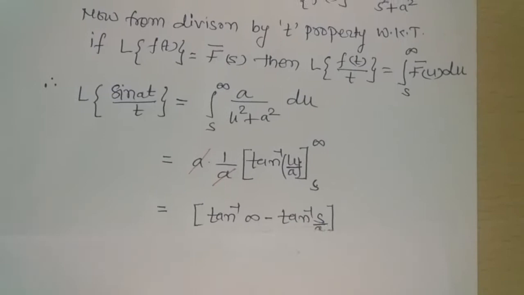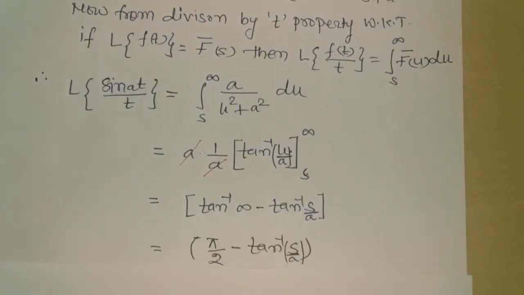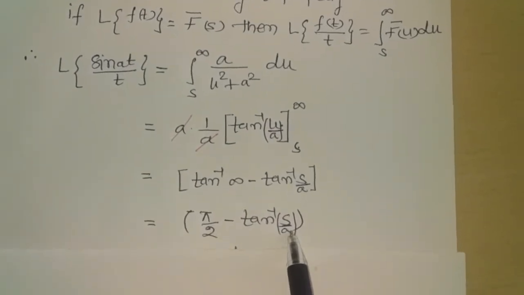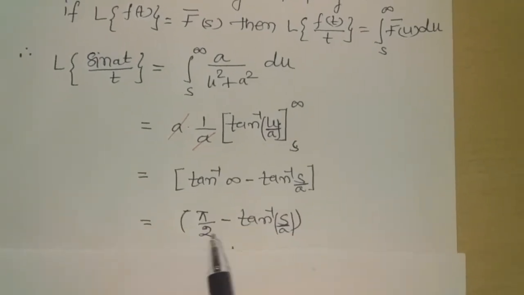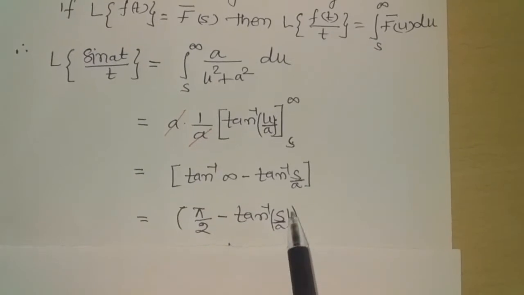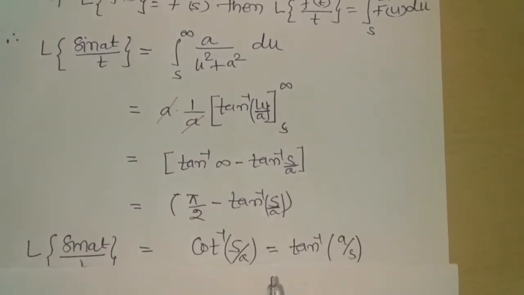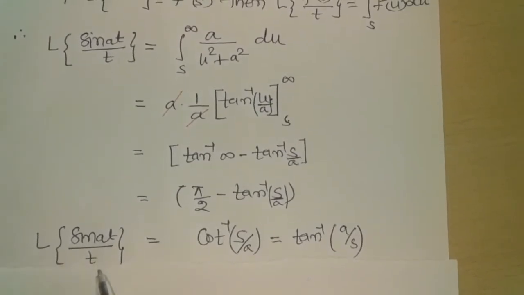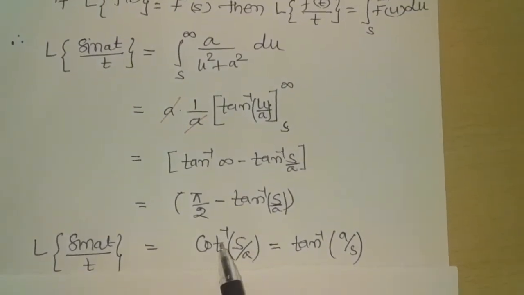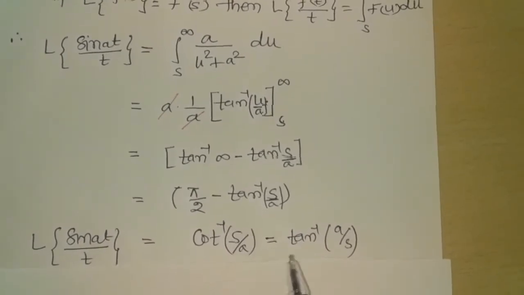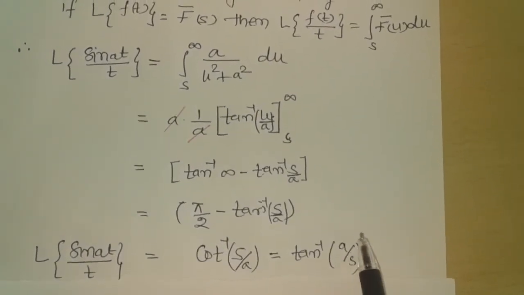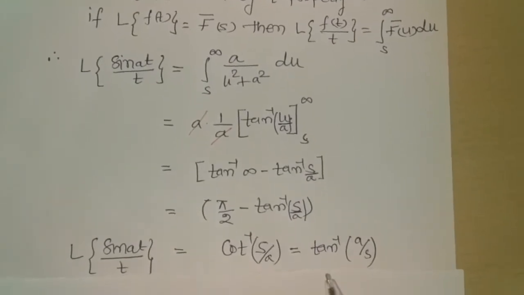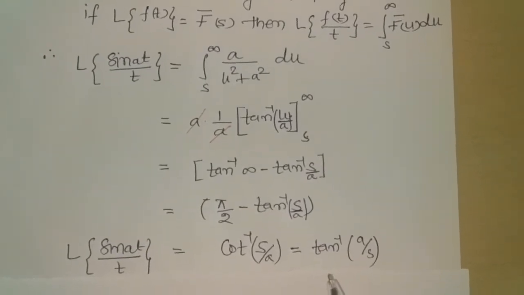Now tan inverse infinity is what? Pi by 2. So we get pi by 2 minus tan inverse s by a. And pi by 2 minus tan inverse s by a is cot inverse s by a. So the Laplace transform of sin at by t is cot inverse s by a, which is also equal to tan inverse a by s. So this is the Laplace transform of sin at by t.